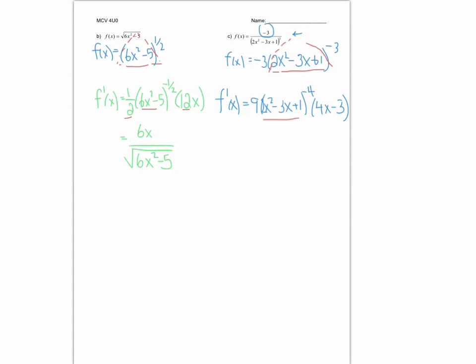So when I do that simplifying, okay, you can just leave it in factored form. There is no need to expand the 9 times 4x minus 3, although if you did, that would be totally fine, but it's not necessary. And then on the bottom, I have 2x squared minus 3x plus 1 to the 4. Okay, so hopefully these make sense to you.